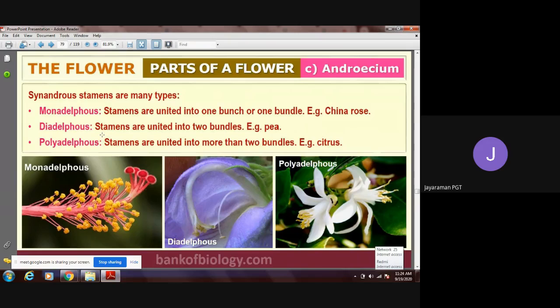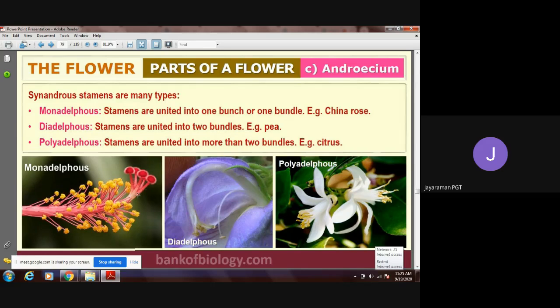Monoadelphous means all the stamens form a single bundle, a single bunch. So in China rose, of course, the stamens are free at the tips, but looking at the origin, all the filaments jointly form a staminal tube, and that runs from the base of the thalamus. So all stamens are connected together with a single staminal tube. It is known as a monoadelphous stamen. Single bundle.